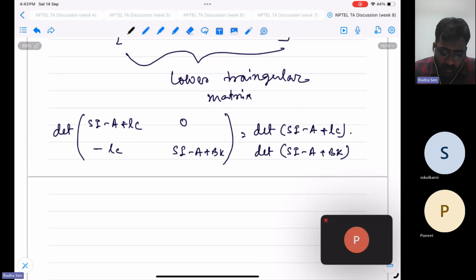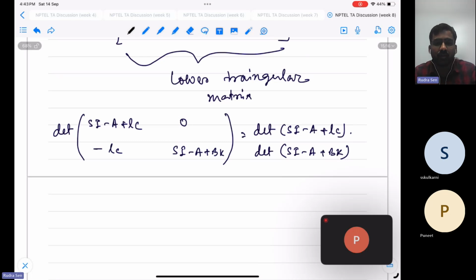I'm not going to give any example for that case because you have already seen how to find L, that is the observer gain. I have already shown you in the examples how to find the controller gain and how to find the observer gain. So you just use the same techniques.